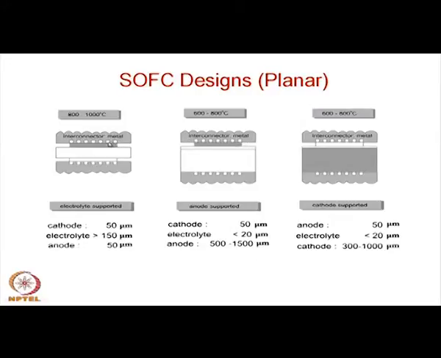The white spots, or the white square cross sections, are actually the channels through which the gases are passing. On one side you have the anode, so it is fuel, and this is oxygen. If this is cathode, then this becomes oxygen and the other side becomes fuel.